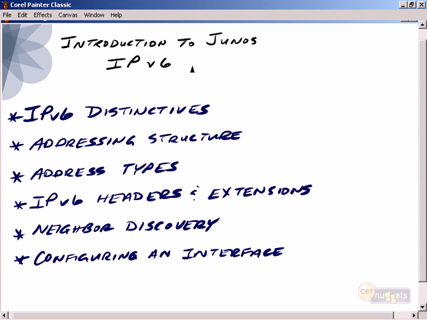Well, I want to finish up this JNCIA series with kind of a value add. You're probably not going to get very many questions on the exam about IPv6. If anything, it'll be basically just identifying the inet6 family. But I want to make sure that you have this foundation because IPv6 is here now.